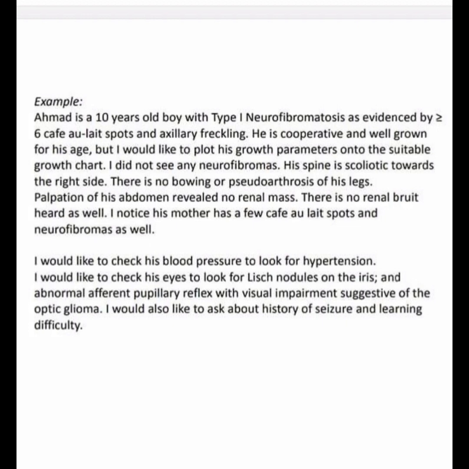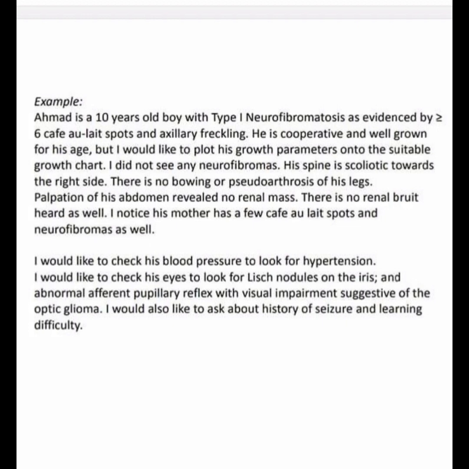Presentation of the case, for example: Ahmed is a 10 year old boy with neurofibromatosis type 1 as evidenced by greater than or equal to 6 café-au-lait spots and axillary freckling. He is cooperative and well grown for his age, but I would like to plot his growth parameters onto the suitable growth chart. I did not see any neurofibromas.